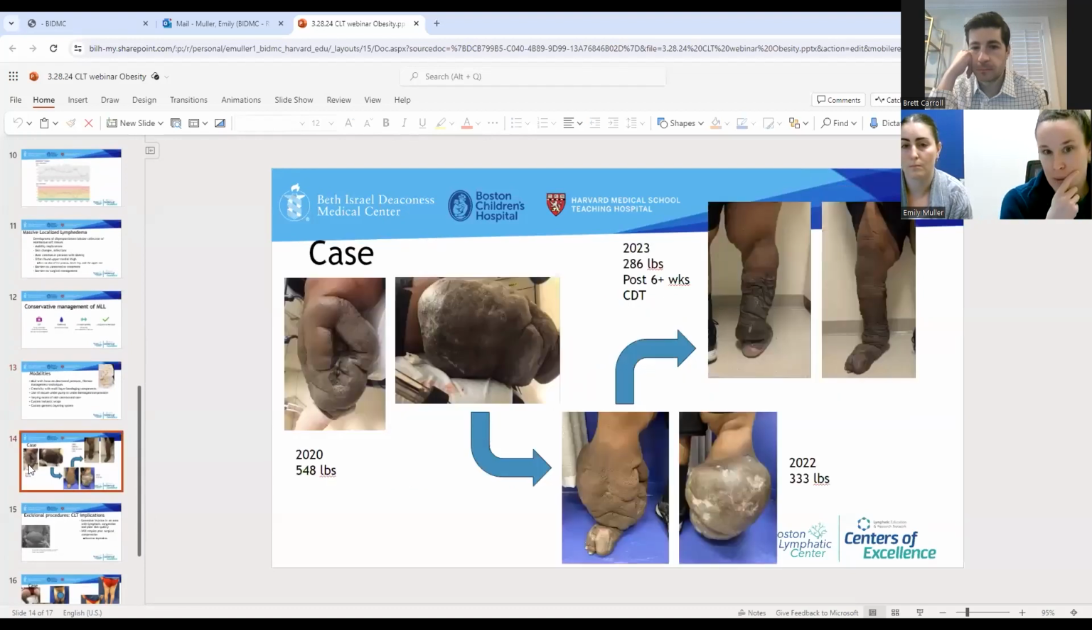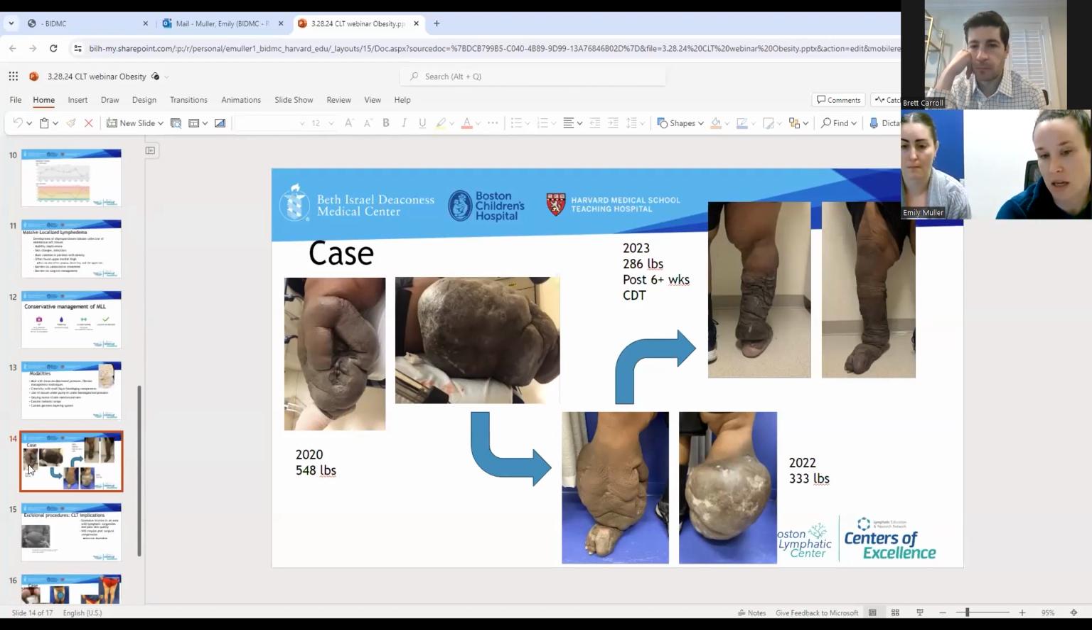Quickly, I'll just go over this quick case, and I find this patient interesting for a lot of different reasons. Obviously, this is a pretty unique and profound case, but you'll notice in 2020, this is what the patient's leg looked like. And then in 2022, there was still no therapeutic intervention. This patient had just lost more than 200 pounds.